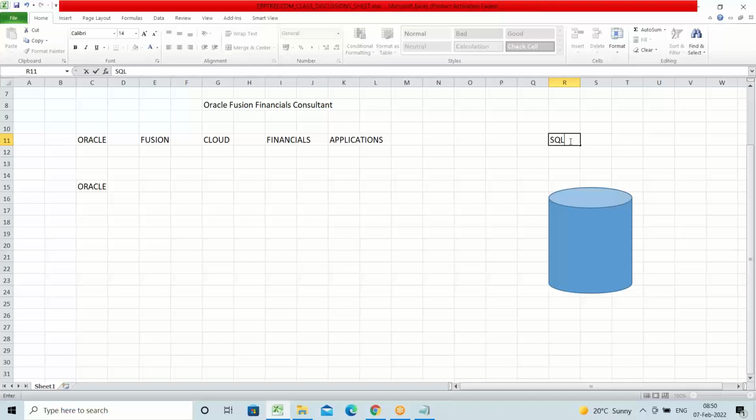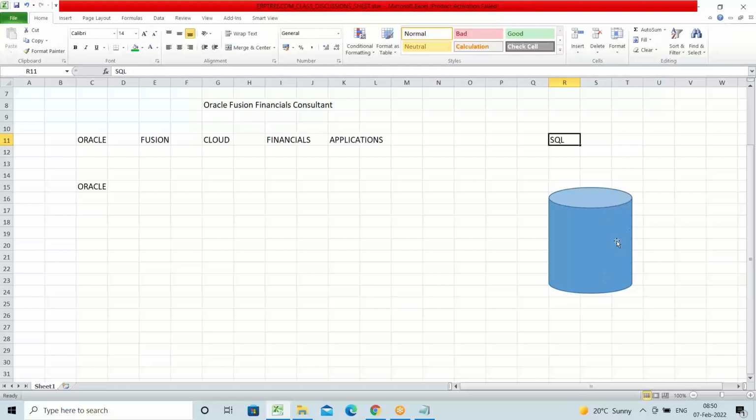In the same way, every database knows one language called SQL. So if you want to interact with the database for any data related operations, you can interact with a language called SQL. Okay, this is the point we have to understand. So that's how the database concept works. By using the database, we can store and maintain the data. If you want to interact with the database, you have to use the language called SQL, Structured Query Language.